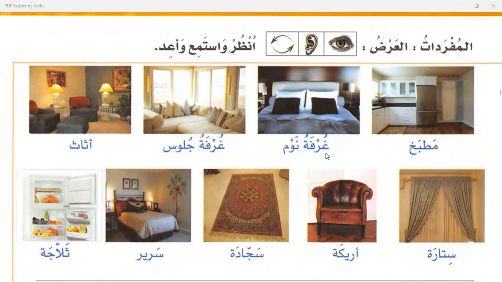Ghurufatun naum. Also tell me the meaning of these words. Matabakh, kitchen. Ghurufatun naum, bedroom. Ghurufatus julus, sitting room. Okay. Or you can say living room. Asas, furniture.